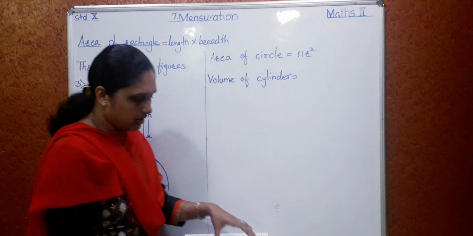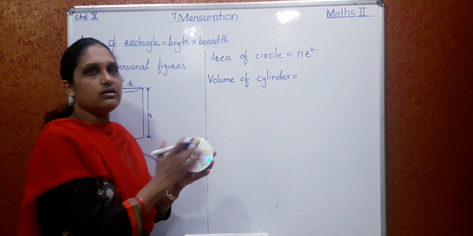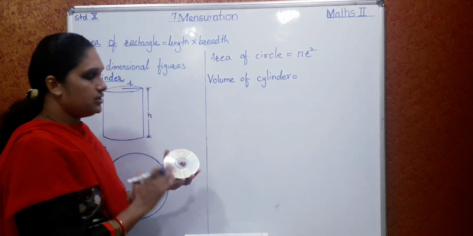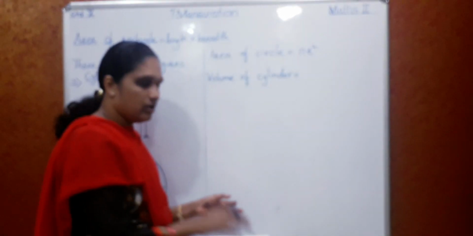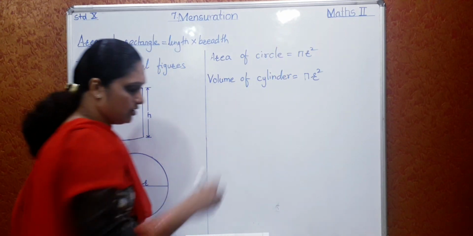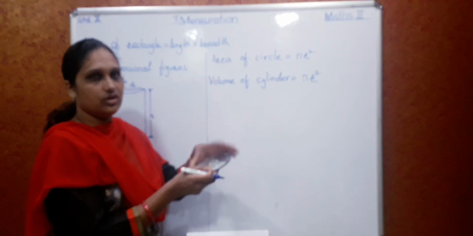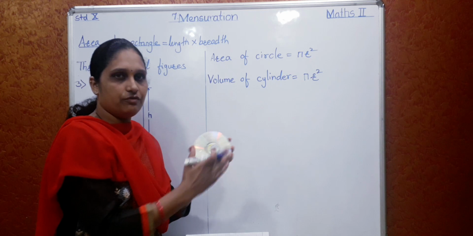So to understand it better, I have collected some CDs for you. Because I got the cylindrical shape here, circular shape here. If I cut this, a circle I'll get. Now this area of a circle is what? Pi r square. So I'll write pi r square. So if I go on cutting this solid cylinder, I will get this type of circular figures.